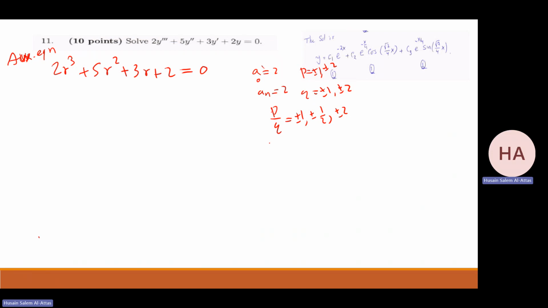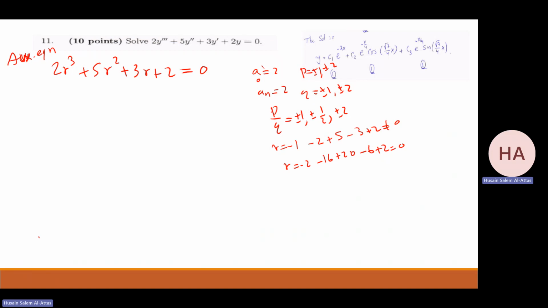So I shall be concerned only with the negative ones. So check r equals minus 1. What do I have? Minus 2 plus 5 minus 3 plus 2, not equal to 0. I check r equals minus 2. I have minus 16, plus 5 times 4, that is 20, minus 6 plus 2. That will be 22 minus 22, 0. I get a 0. That's it.